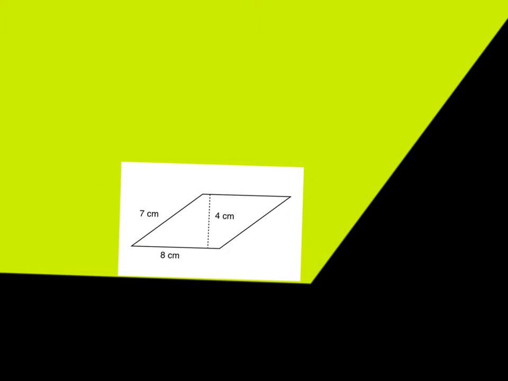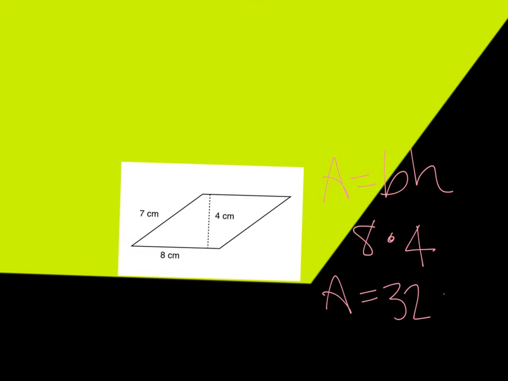We see that with our parallelogram, we have to know our area is equal to our base times our height, and the base given is 8 centimeters. Now we ignore the 7 centimeters over here. That's just a side. We only care about the height. And the height of this parallelogram is 4 centimeters. So 8 times 4 gives us an area of 32 centimeters squared. So we just saw the inside of this parallelogram would be 32 centimeters squared.